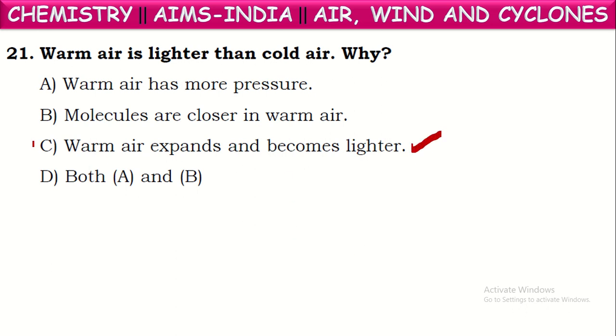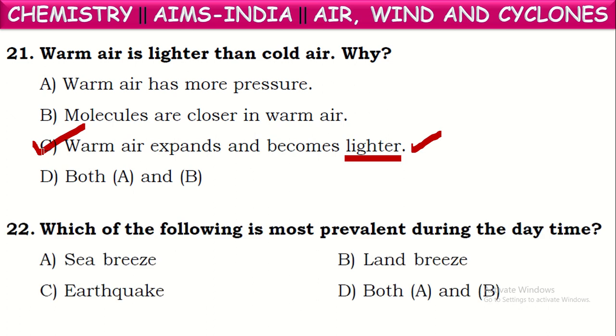This is correct. When air is heated, the molecules of air move away from each other, and hence air occupies more space. As it expands its volume, automatically its density decreases and it becomes lighter and lighter. So warm air is lighter than cold air because warm air expands and becomes lighter. This is the correct answer. Next one.